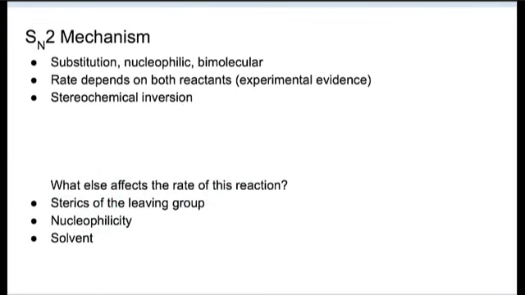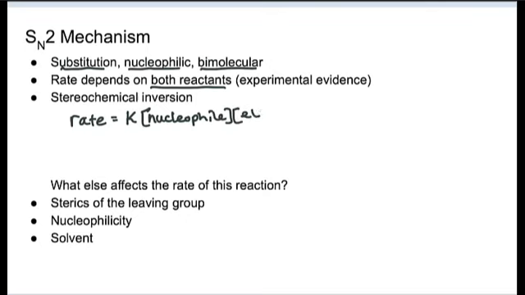Okay, so let's talk about some more details of this substitution reaction that goes by the name of SN2. First of all, the reason why we call it SN2, S is for substitution, N is for nucleophilic, and the 2 is for bimolecular. And this has to do with experimental evidence that the rate of the reaction depends on both reactants. Okay, so that's why we call it bimolecular. And so if we have our rate expression written out for this reaction, the rate of the SN2 reaction would be the rate constant k times the concentration of the nucleophile times the concentration of the electrophile.